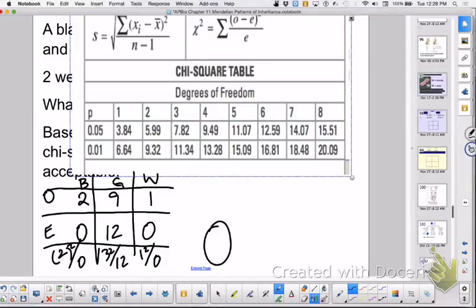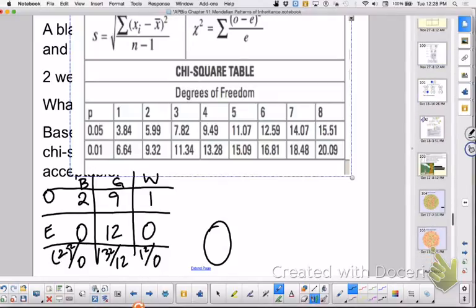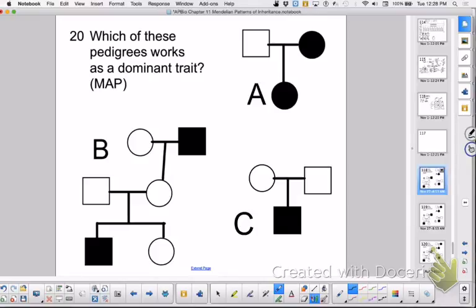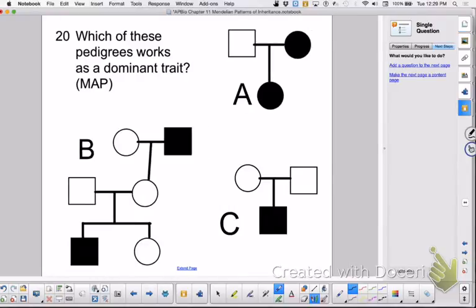Okay, next, do you want me to go through it? Do you need any more help on that one? Are you good? Okay, so let's take a look at this. Which of these pedigrees works best as a dominant trait? Talk it over with your bio buddy. Which of these would work as a dominant trait?